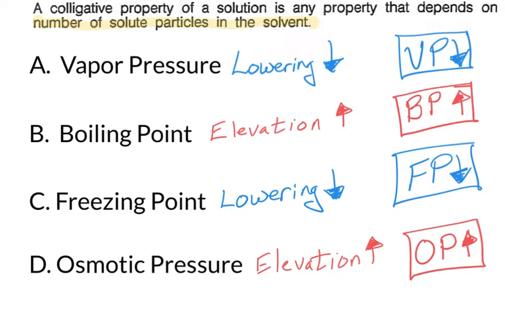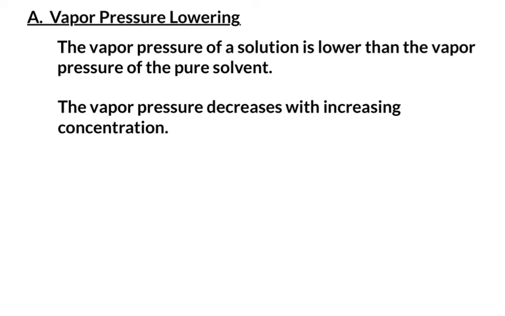So we'll first look at the colligative property of vapor pressure and note that it will be lower when there's a solution. So the vapor pressure of a solution is lower than the vapor pressure of the pure solvent. And importantly, the vapor pressure decreases with increasing concentration of solute. More solute, lower vapor pressure. So let's look at what that means.